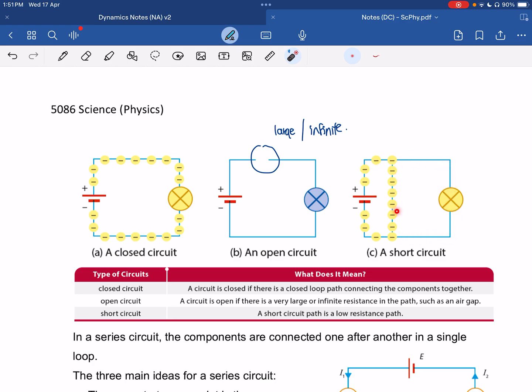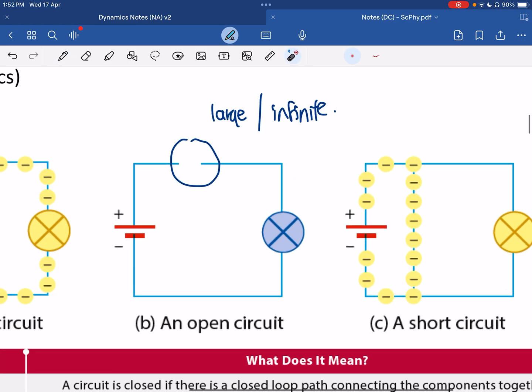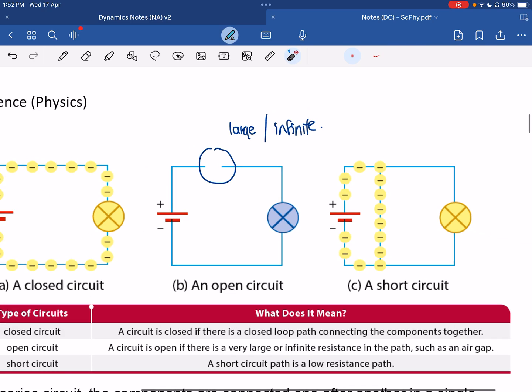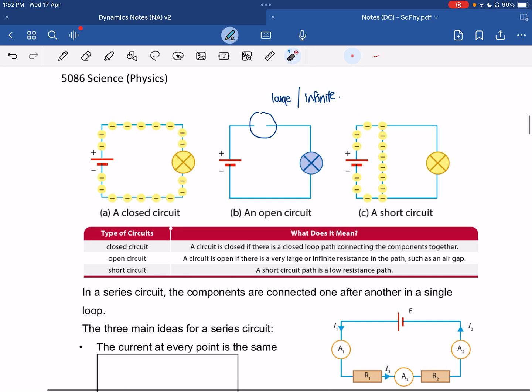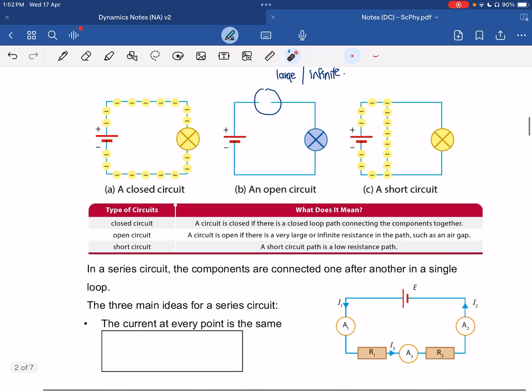Now take note, this short circuit only takes place if the path has no resistance at all. Then they will take this path. But if let's say there is a component over here that has less resistance, they will still move through each of the paths. They'll move through the two paths together. You'll see that in the parallel circuit.